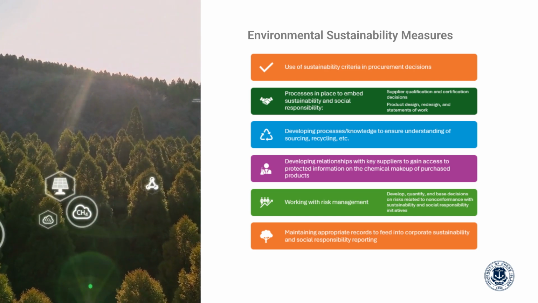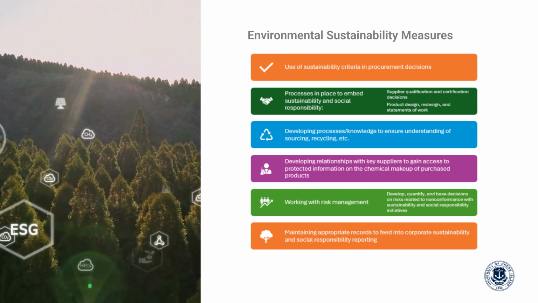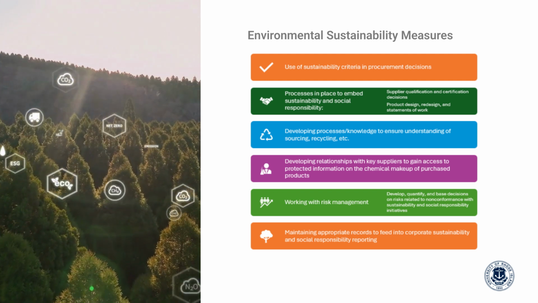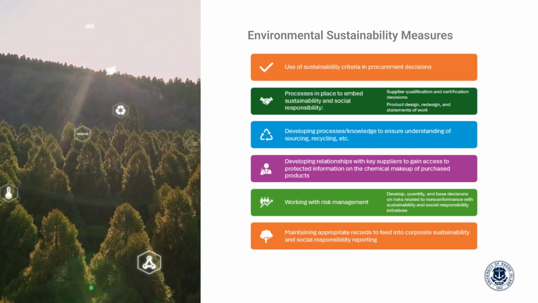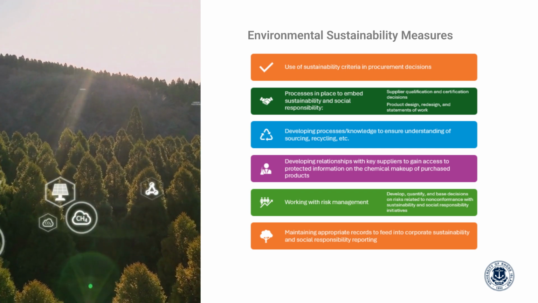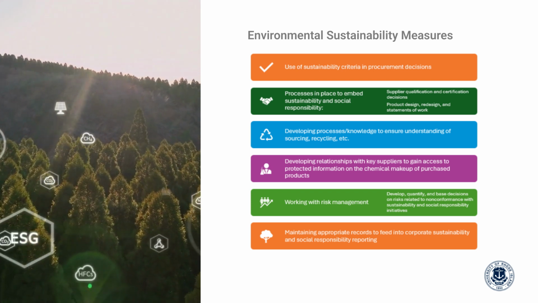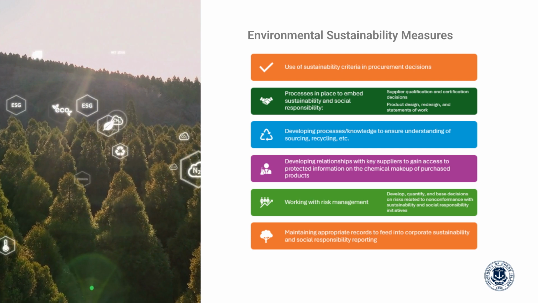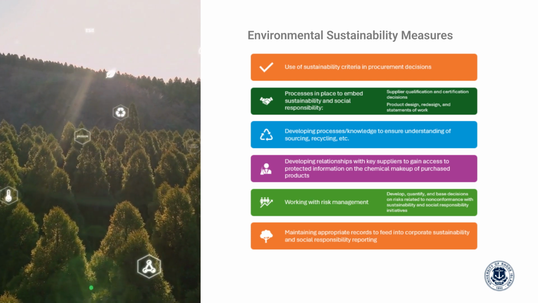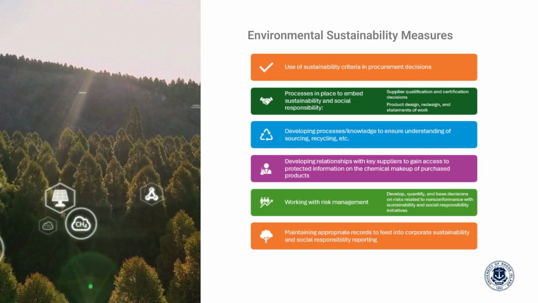The second measure focuses on embedding sustainability and social responsibility into organizational processes. This includes integrating sustainability into supplier qualification and certification decisions, as well as incorporating sustainability considerations into product design, redesign efforts, and statements of work. In other words, sustainability becomes part of how the organization plans and executes its operations.